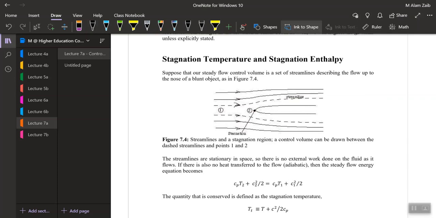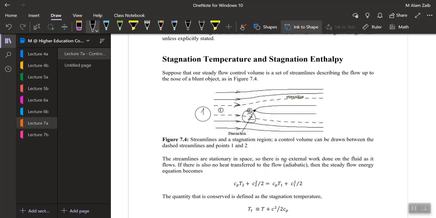So we have two conditions. The initial condition is when the streamline is a little bit far away from the object, and the final point is when the streamline just hits the blunt object itself. These streamlines are stationary in space, as we are saying there's a constant streamline, a steady flow streamline. So they are stationary in space.